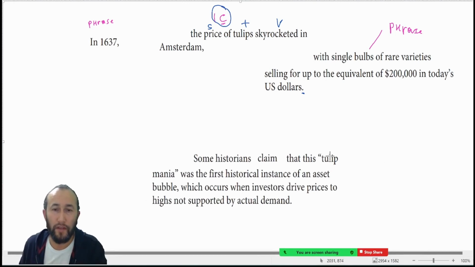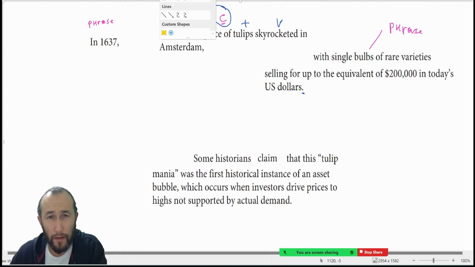Now, some historians claim that this tulip mania was the first historical instance of an asset bubble, which occurs when investors drive prices to highs not supported by actual demand. Okay, now we got some subordinating conjunctions, or we say dependent clause connectors, which I am going to highlight for you guys.